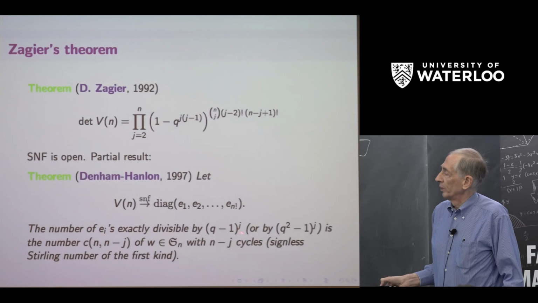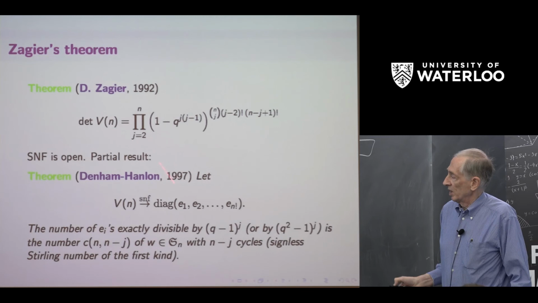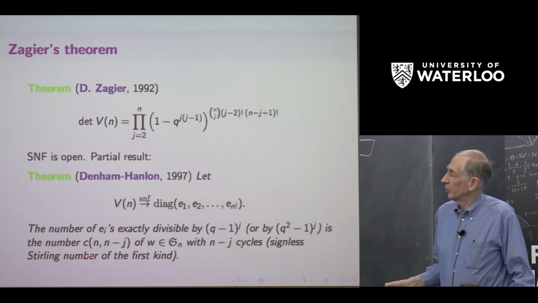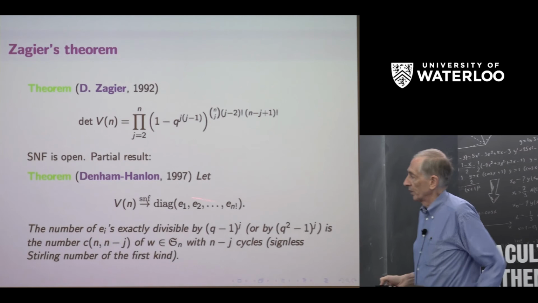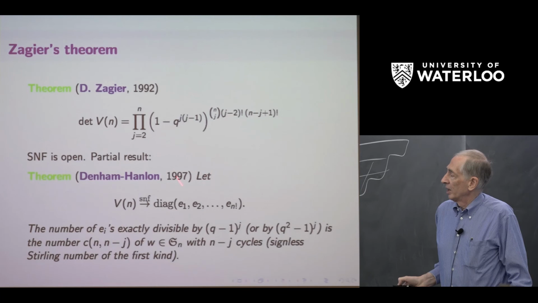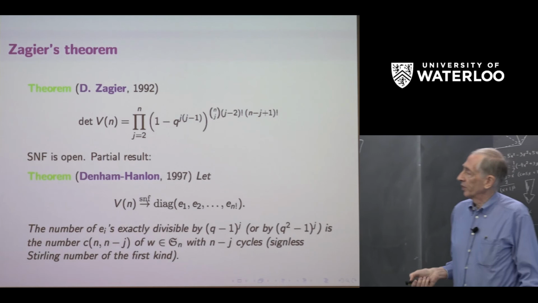Well, it's not hard to prove that the SNF entries are actually polynomials in q squared, not just q. So the number of e_i exactly divisible by (q minus 1) to the j, which is the same as the number divisible by (q squared minus 1) to the j, is a signless Stirling number of the first kind, c(n, n minus j), the number of permutations in S_n with n minus j cycles. A very elegant result. And the next step would be cube roots of unity, or equivalently sixth roots of unity. How many times is each e_i divisible by the cyclotomic polynomial 1 plus q squared? That's open.